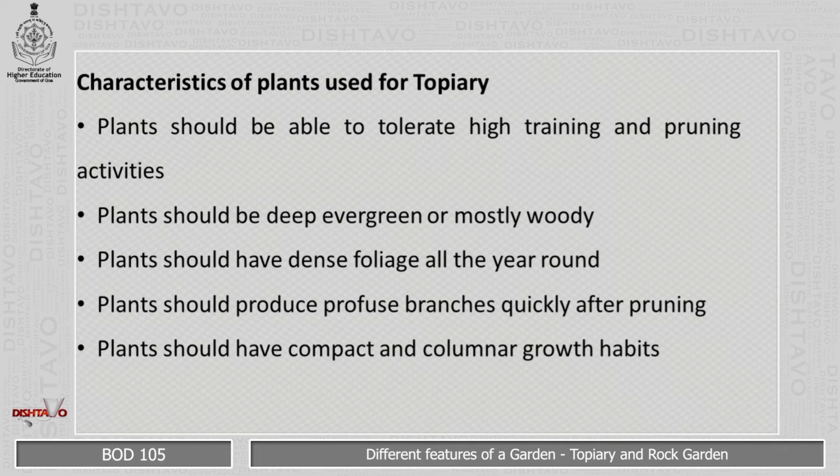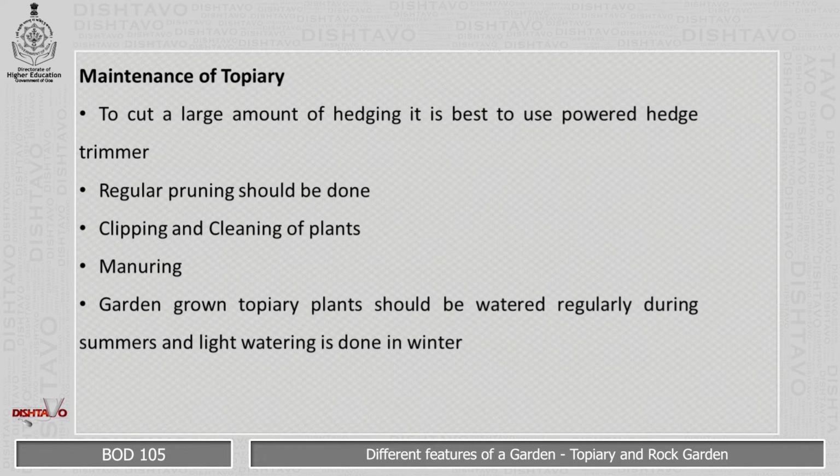Characteristics of plants used for topiary: plants should be able to tolerate high training and pruning activities. Plants should be deep evergreen or mostly woody. Plants should have dense foliage all the year round. Plants should produce profuse branches quickly after pruning. Plants should have compact or columnar growth habits.